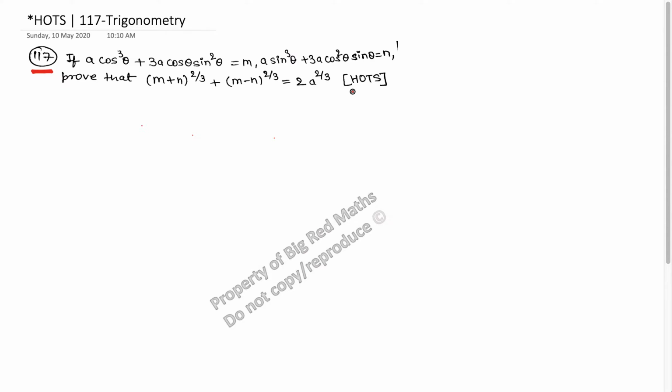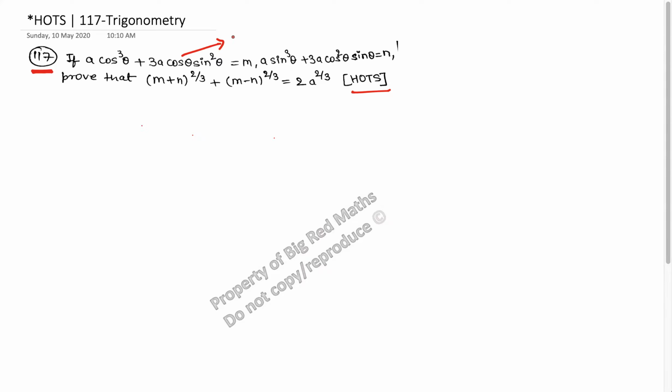Please note this is a HOTS question, which means a higher order thinking skills question, and we have to use some kind of special focus to ensure that we reach the RHS starting from the LHS. So let's look at the question very carefully.